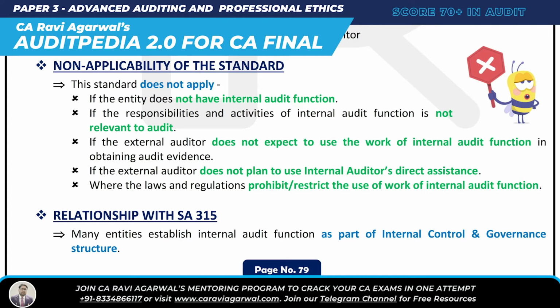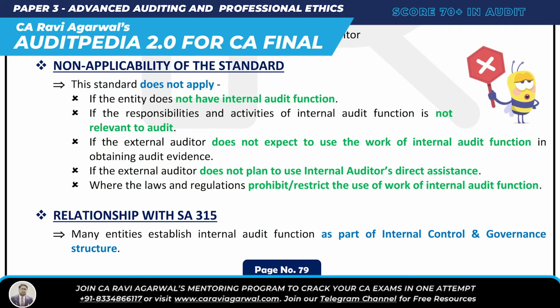Now next, using the work. Listen, if the external auditor does not expect to use the work of the internal audit function, it does not apply here. Second, listen, the external auditor does not plan to use internal auditor direct assistance, right? So see, simple, five cases where the standard is not going to apply. Number one, where the entity does not have an internal audit function, it will not apply. Where the internal audit function is not relevant to the audit, not apply SA 610. And then using the work, where the external auditor doesn't expect to use the work of the internal audit function, it will not apply. And if the external auditor does not plan to use internal auditor direct assistance, there also it will not apply. And where law and regulation prohibit or restrict the use of the work of internal auditor.